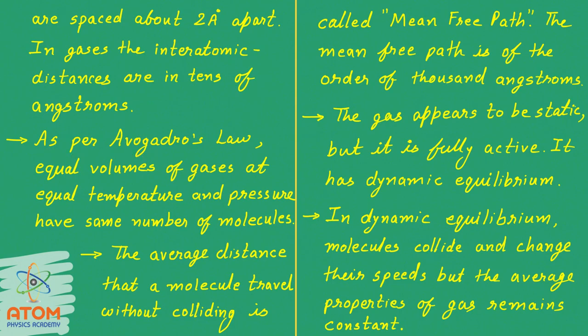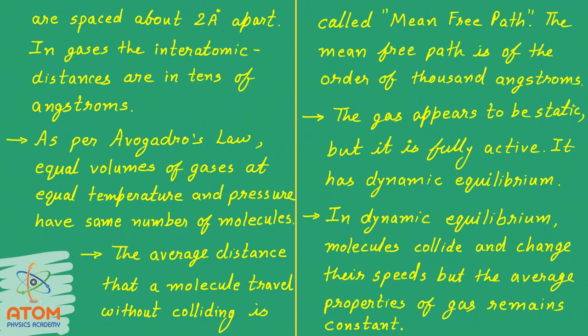As per Avogadro's law, equal volume of gases at equal temperature and pressure have same number of molecules. This Avogadro's law is very much important, particularly in this chapter. It says that if you take 2 vessels or 2 containers having same volume, and if you keep same temperature and if you keep same pressure as well, then whatever gases you have taken, the number of molecule inside this 2 container will be same.